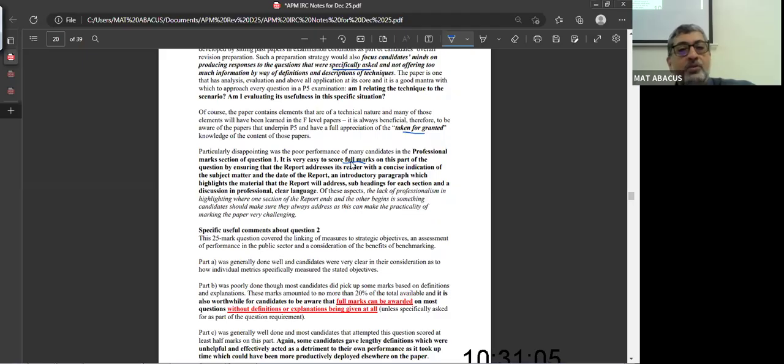This is a question that is very common. The question is to evaluate a report in question 1. The examiner said it is very easy to score full marks on evaluation of the report by ensuring that the report addresses its reader with a concise indication of the subject matter and the date of the report, an introductory paragraph which highlights the material that the report will address, subheadings for example.